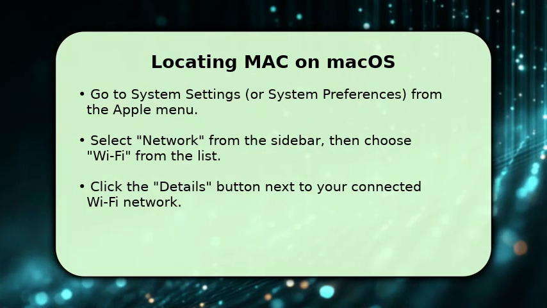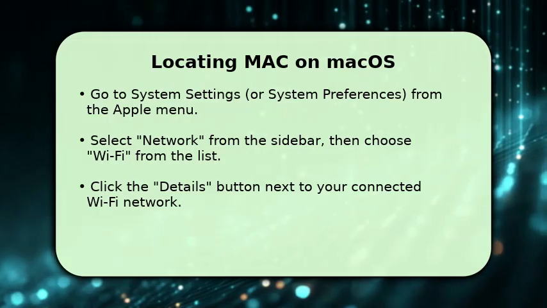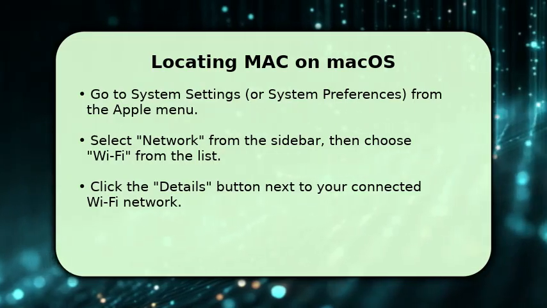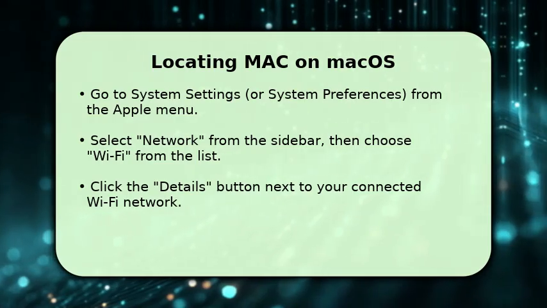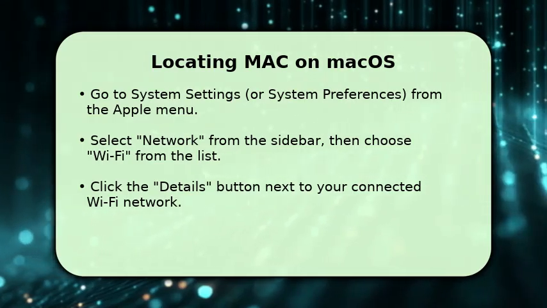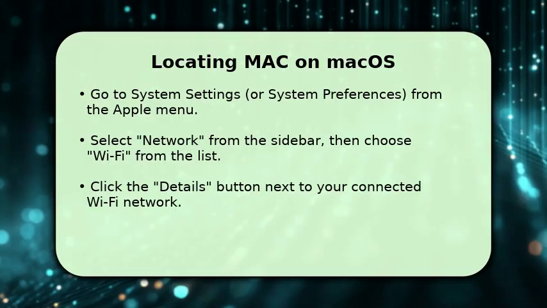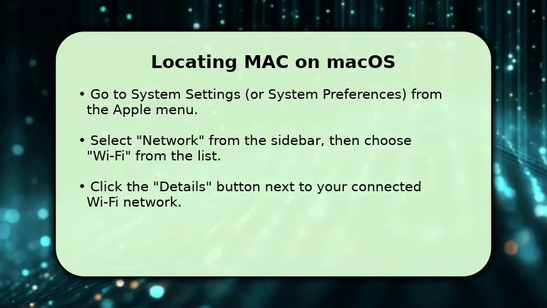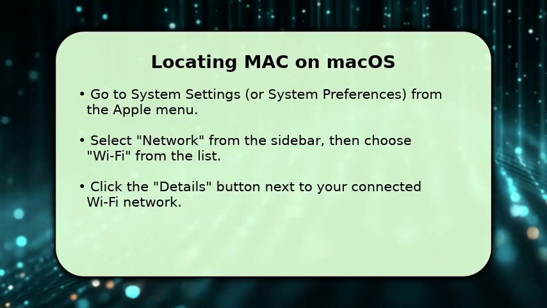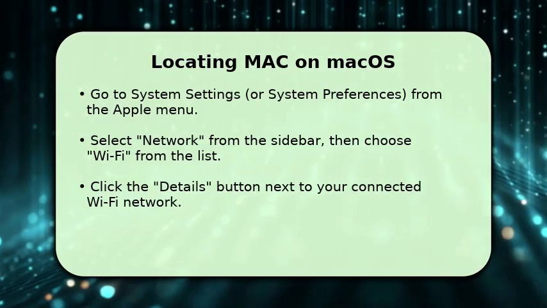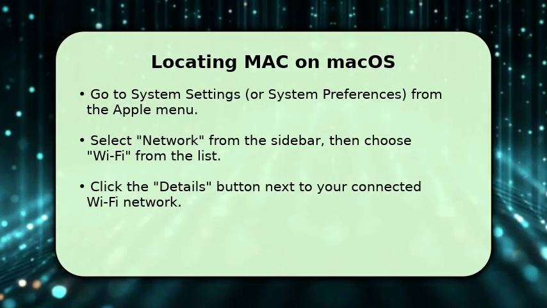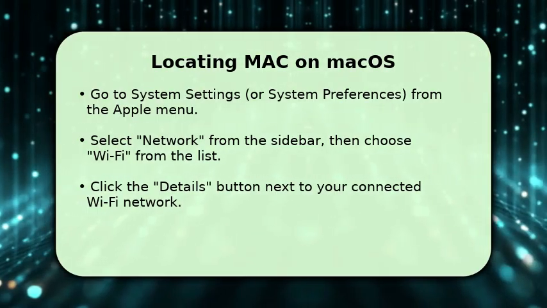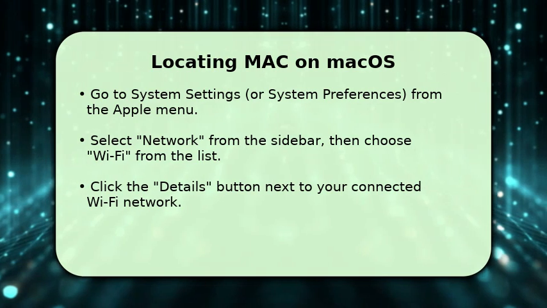On a Mac, you can easily find your Wi-Fi MAC address through System Settings. Begin by clicking the Apple menu in the top left corner and selecting System Settings or System Preferences. Next, click on Network in the sidebar and then choose Wi-Fi from the list of connections. Click the Details button next to your active Wi-Fi network. Finally, navigate to the Hardware tab and you'll see your MAC address listed there, ready for you to use.